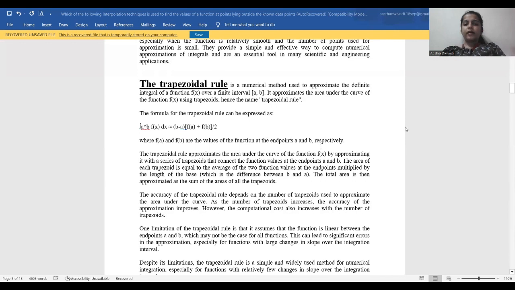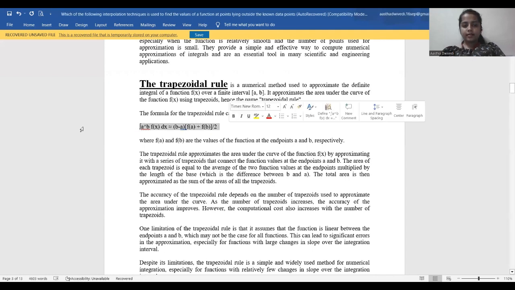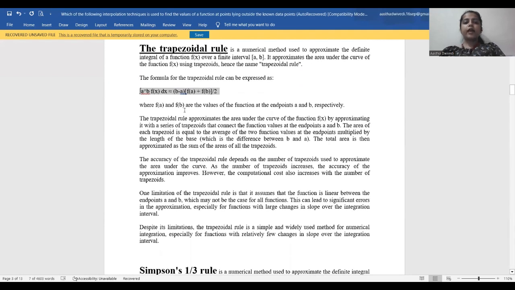Trapezoidal rule, as we have seen above, is a numerical method used to approximate the definite integral of a function f of x over a finite interval a to b. It approximates the area under the curve of a function f of x using trapezoids, hence the name trapezoidal rule. The formula for the trapezoidal rule can be expressed by this, where f of a and f of b are the values of the function at the endpoints a and b respectively.